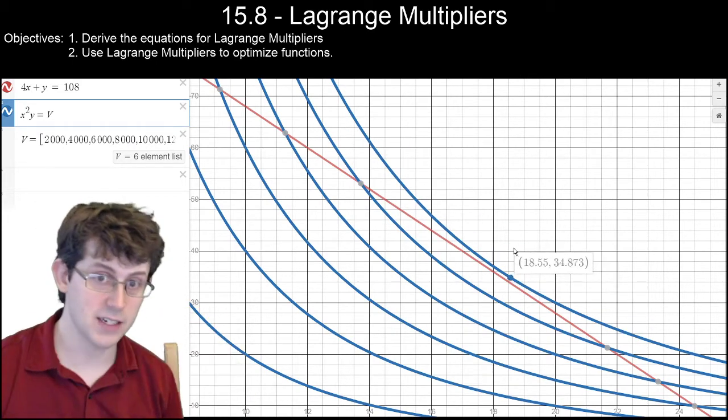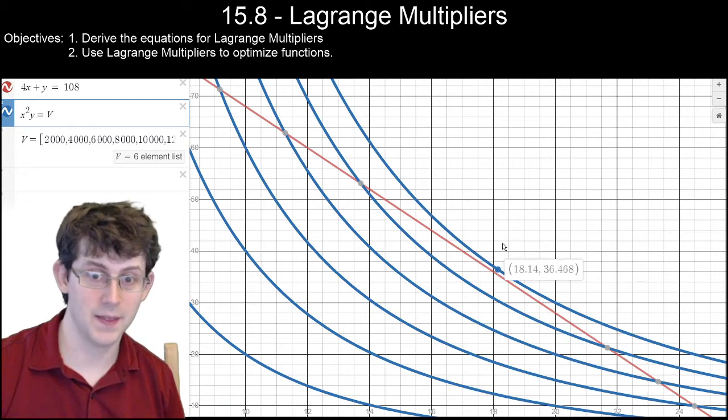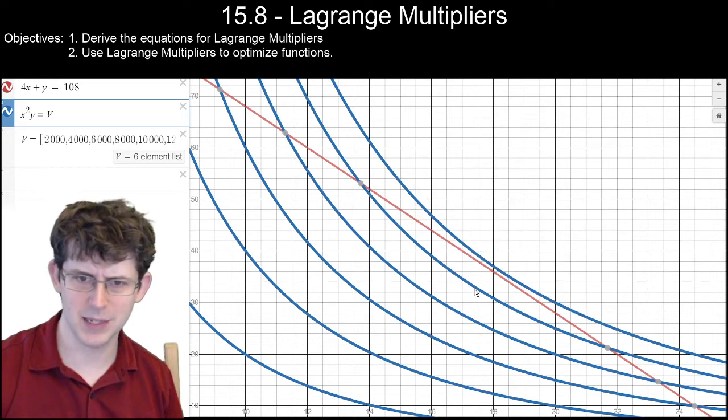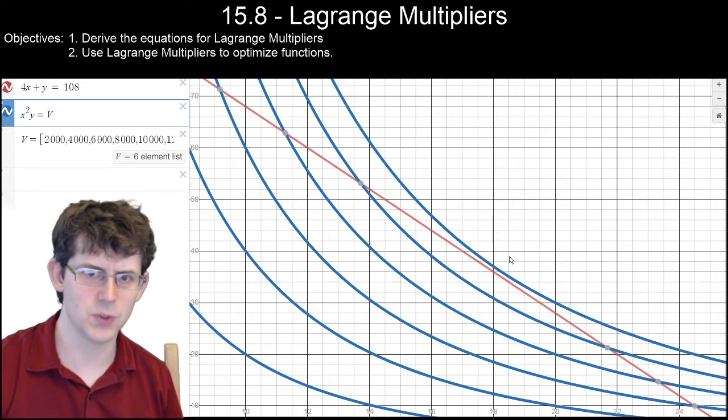The 12,000 cubic inch boxes don't work. They're outside of the required dimensions. So the maximum must be somewhere in between 10,000 and 12,000.